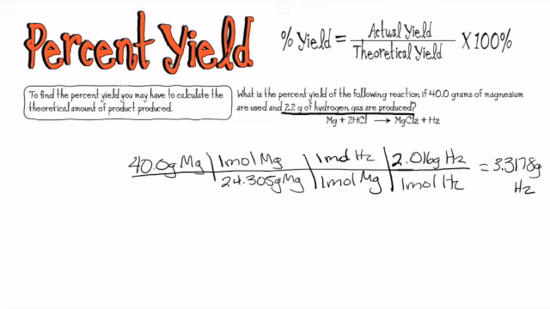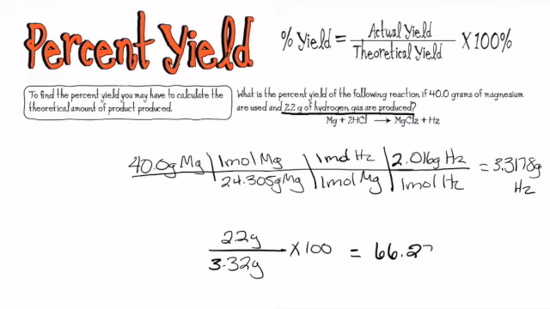So our actual yield is 2.2 grams divided by our theoretical, 3.32 grams, times 100. So we have 66.278%.